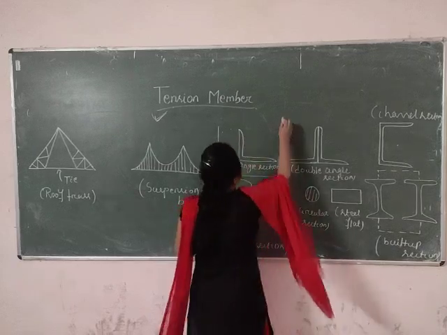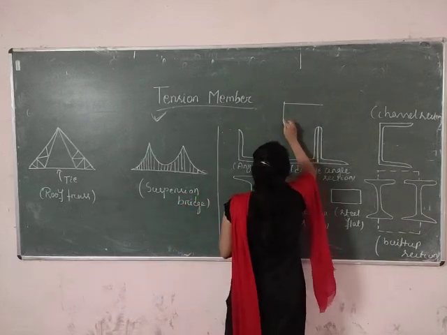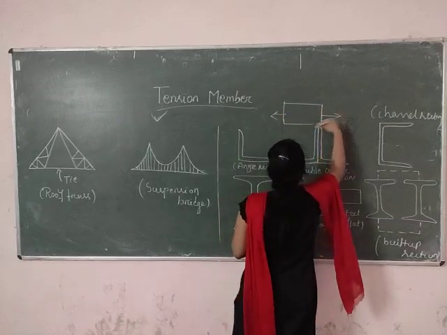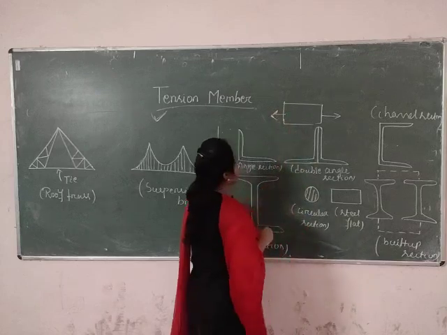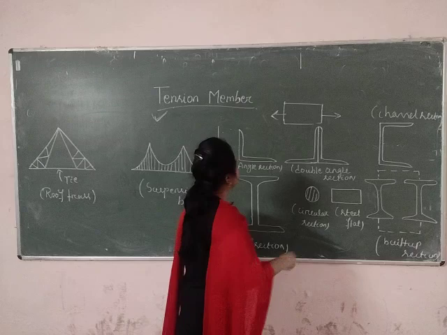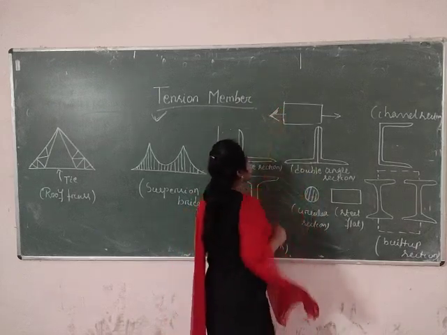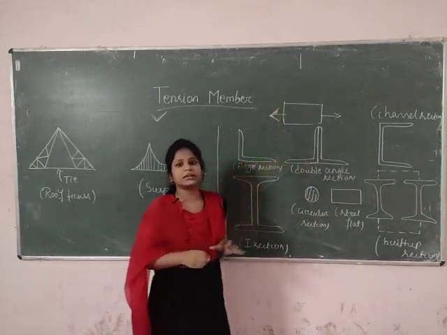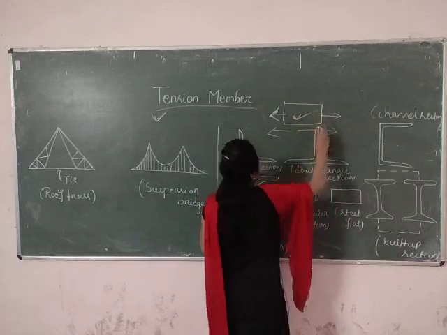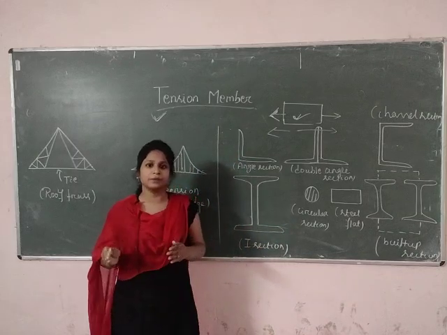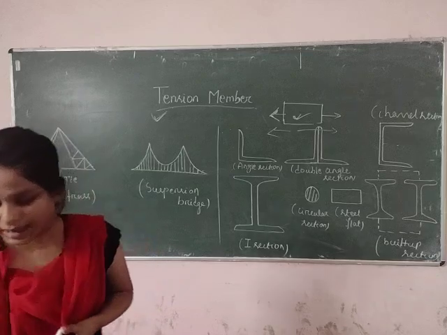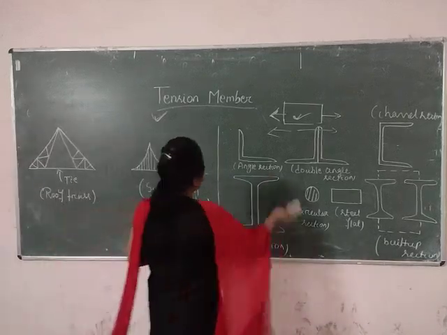Let this be a member and the force is applied something like this. You can see here the force is the tensile force, the tensile load, and due to this tensile load the member is subjected to elongation. Then this member is known as the tension member. That means when the member is subjected to purely axial tensile load, then that member is known as the tension member.